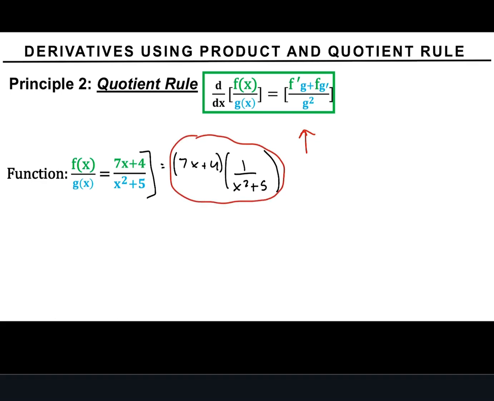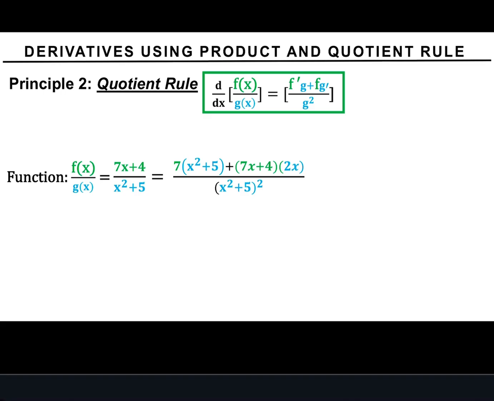So similarly, we have a function of f on the top and g on the bottom. And we're going to follow this basic formula for all our problems with f and g, or commonly other ones you can see as well. So define our f of x equals 7x plus 4, g of x equals x squared plus 5. So let's plug this into our equation. So we're going to have f prime g plus f g prime over g squared.